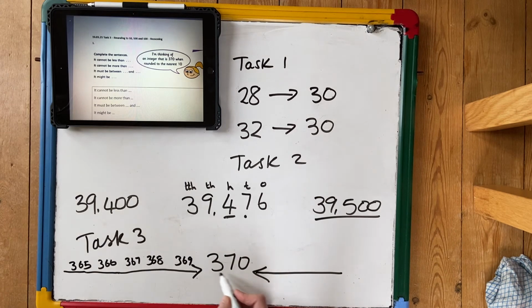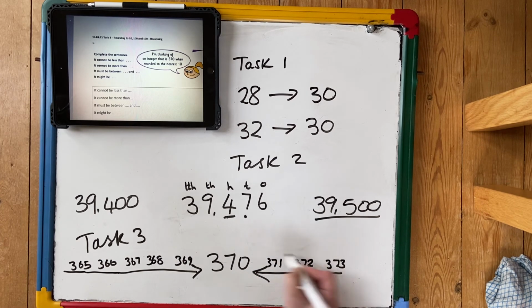So what numbers are after 370 that you would need to round down? So I know that 371, I would need to round down. 372, I would need to round down. 373, I would need to round down. And 374, I would need to round down. If it's 375, I would need to round up to the next 10.